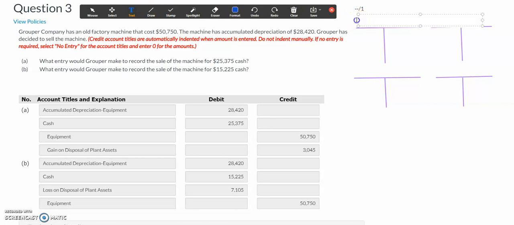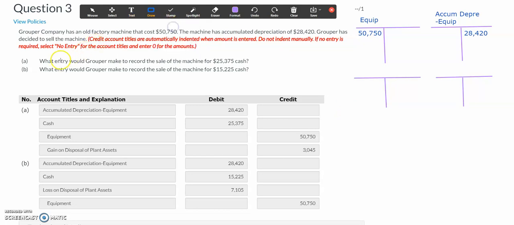So we're going to start off by recording our accounts. So we have our equipment account, and we have this debit balance of $50,750. We have our accumulated depreciation on that equipment with a credit balance of $28,420. And we're going to use that information for both scenario A and scenario B.